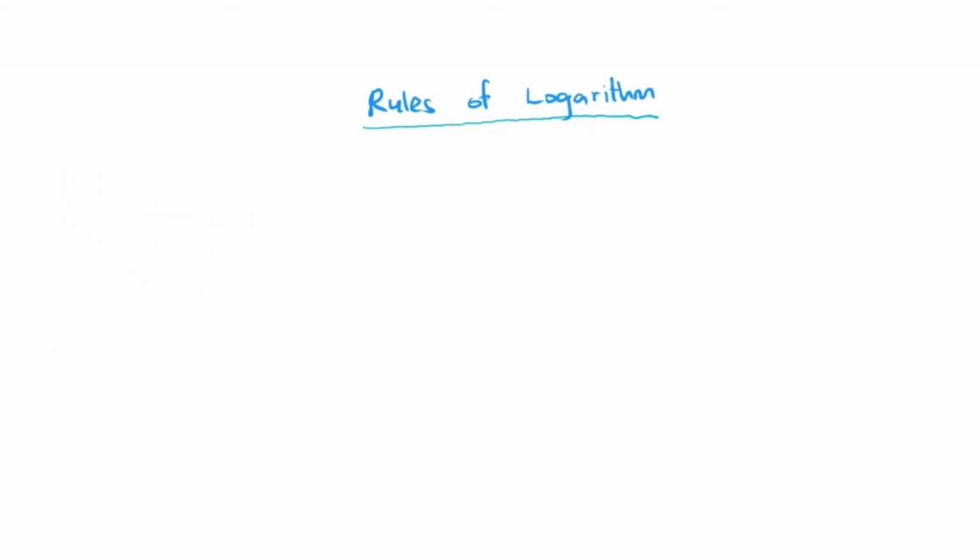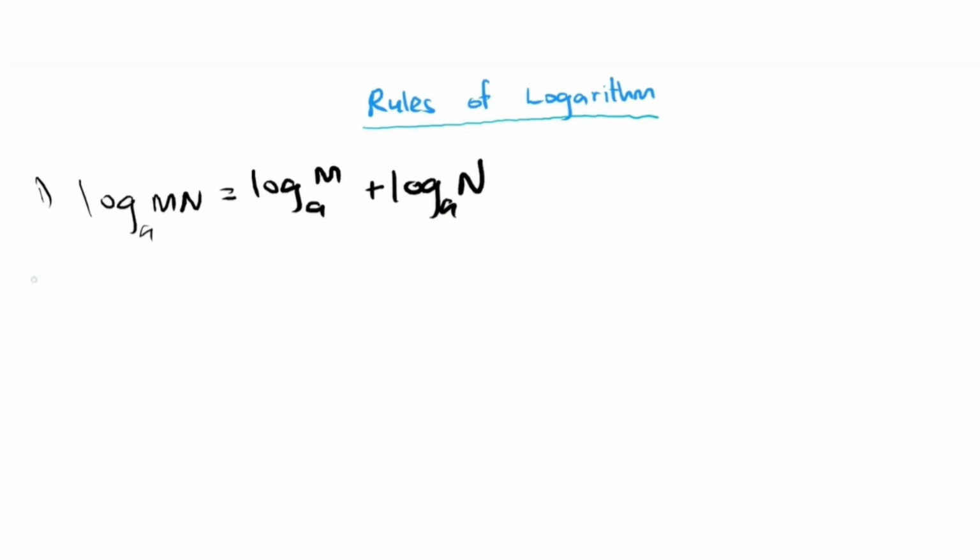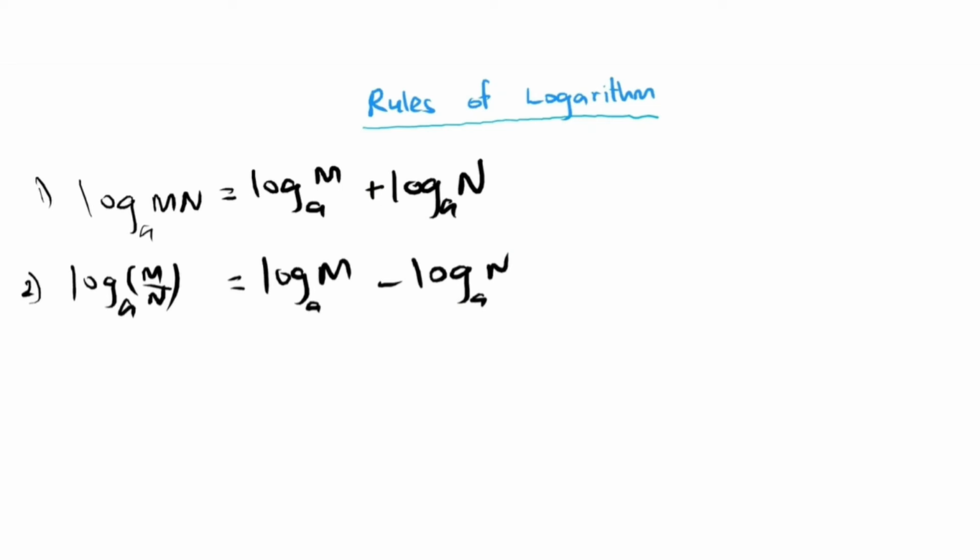So basically here too, you have 7 main rules in logarithm, so we'll just straight away get into it. The first one is log to the base a of mn can be written as log a m plus log a n. Then the second one, log a of m divided by n, you can write it as log a m minus log a n.